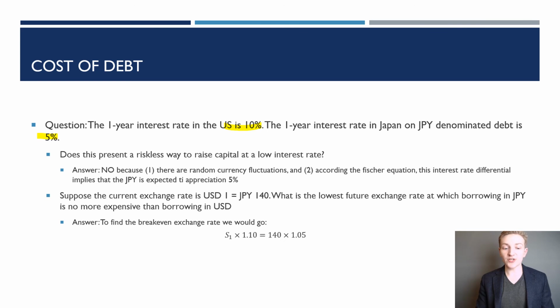Now the next portion is, suppose there's a current exchange rate rather, of 1 US dollar is equal to 140 yen. What is the lowest future exchange rate at which borrowing in yen is no more expensive than borrowing in US dollars? So we can think about this as follows. To find the break-even exchange rate, we need to take our S1 here. Now S1 here is basically representing the amount of dollars. Multiply that by 1 plus the US interest rate, has to be equal to 140 being the exchange rate, multiplied by 1.05 being the yen interest rate. S is going to represent our break-even exchange rate. So we just will get that through multiplying and dividing through.